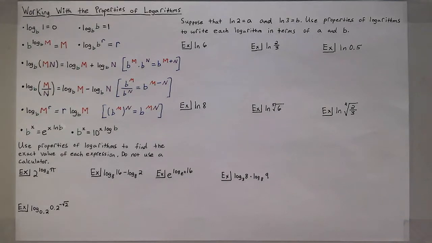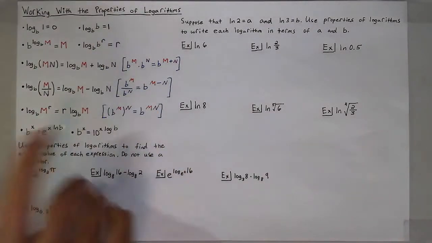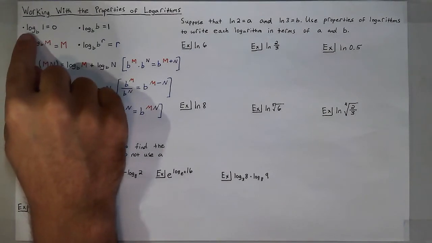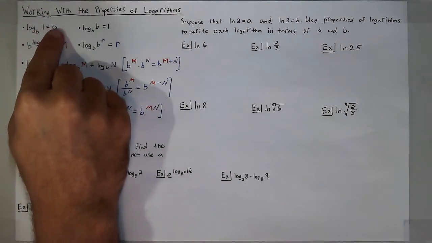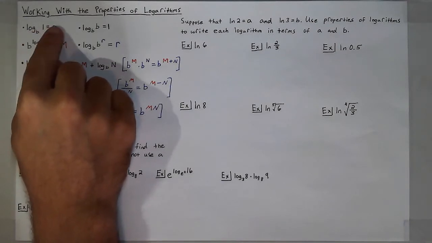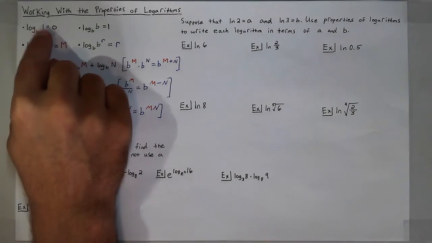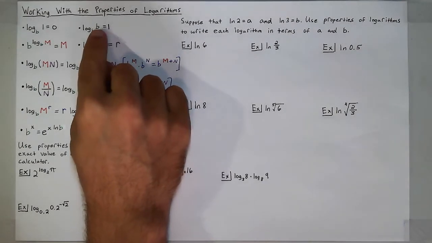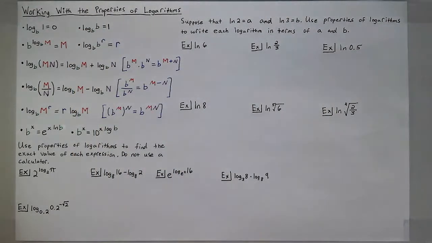In this video, we're going to learn how to work with the properties of logarithms. Now, I wrote down several statements over here that I'm going to go through before I start. The first property is log base anything of 1 should always equal 0. This is because if this log is equal to 0, that's the exponent, so anything raised to the 0 power should be 1. Same thing over here: anything raised to the first power should be itself, so log base b of b is always equal to 1.